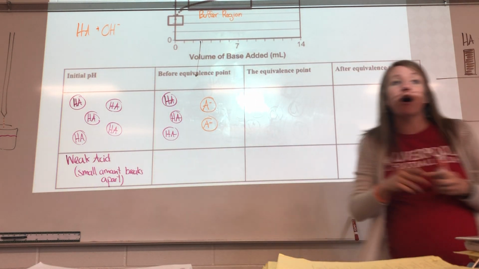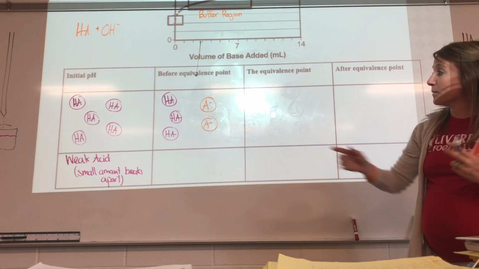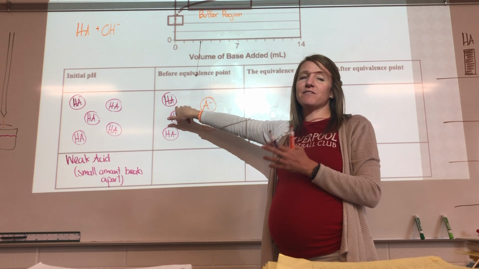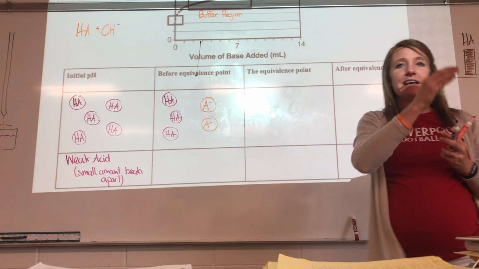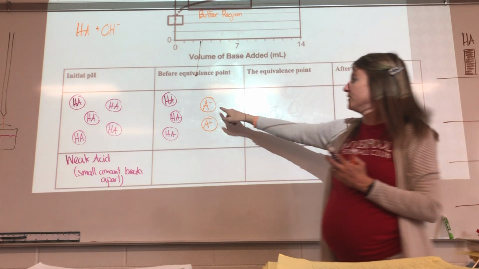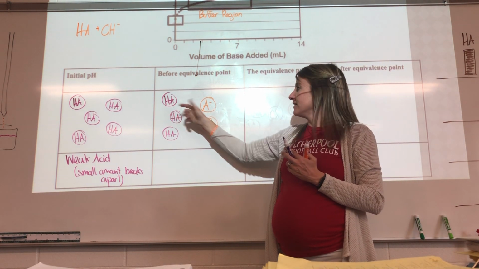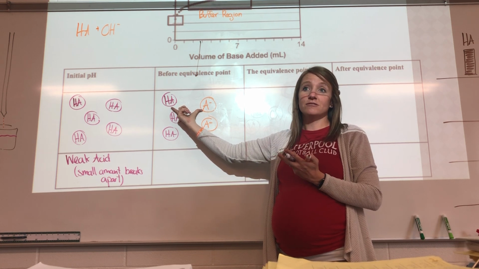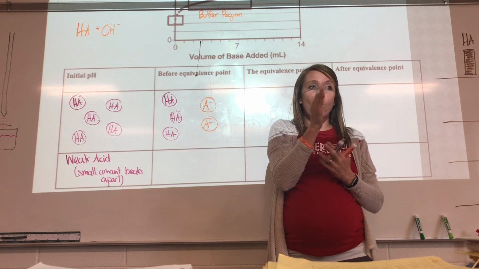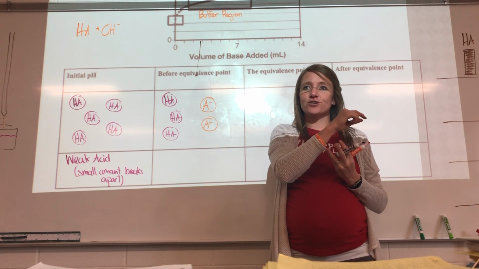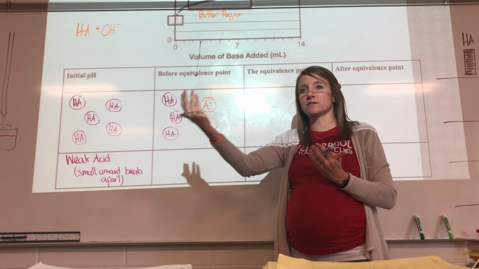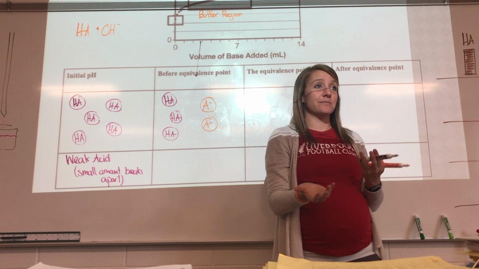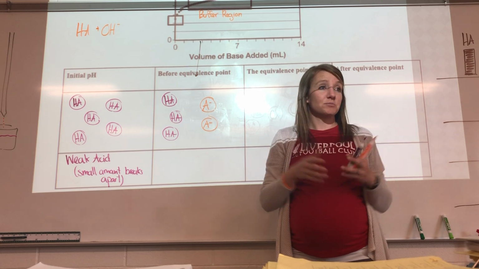Now, there's a very special spot within the buffer region. The point at which these two are perfectly equal. So if you think of the Henderson-Hasselbalch equation, where pH equals pKa plus the log of this over that, if these two are equal, what's the log of 1? 0. So at the halfway point, the pH of your solution actually equals the pKa. So this is a way where you can find the Ka of a substance experimentally if you don't know it.